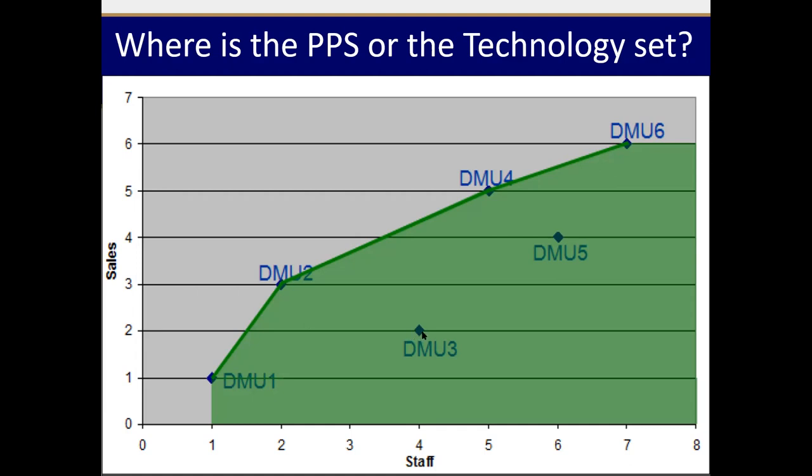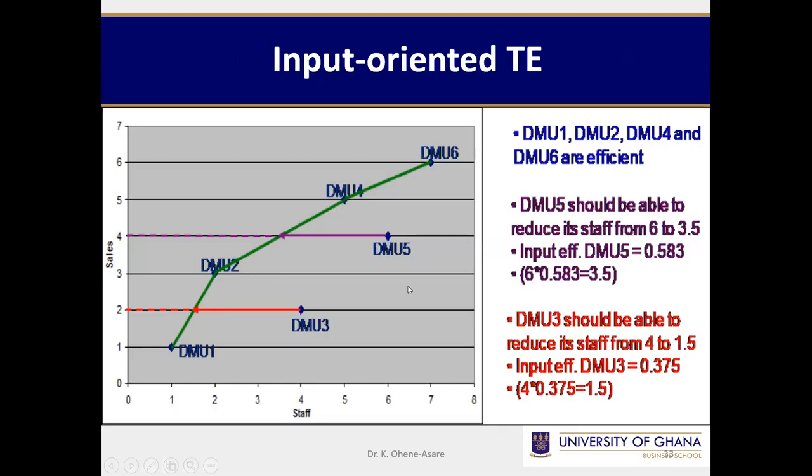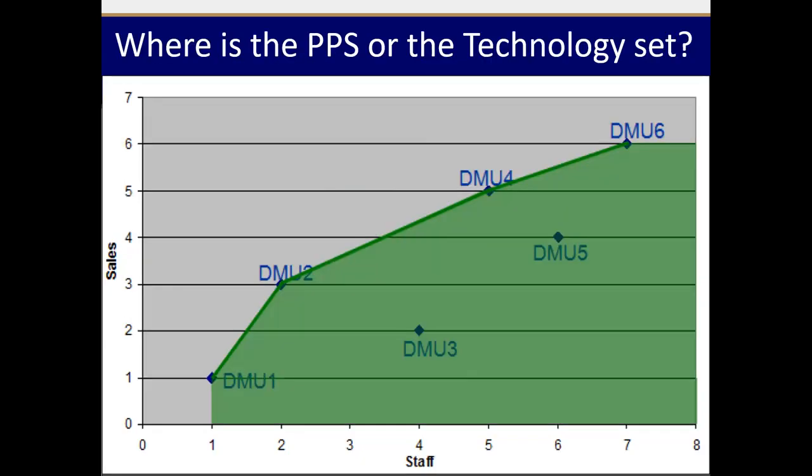But if the focus is on output augmentation, output increase, then DMU 3 will have to move from here, go upward, vertical, until it hits the boundary of the frontier. Where it hits the boundary here, you have to read it on the output line, okay? And where you hit the boundary here will be something like 4.3, and that becomes the output. So these are the two means by which this firm can be efficient.